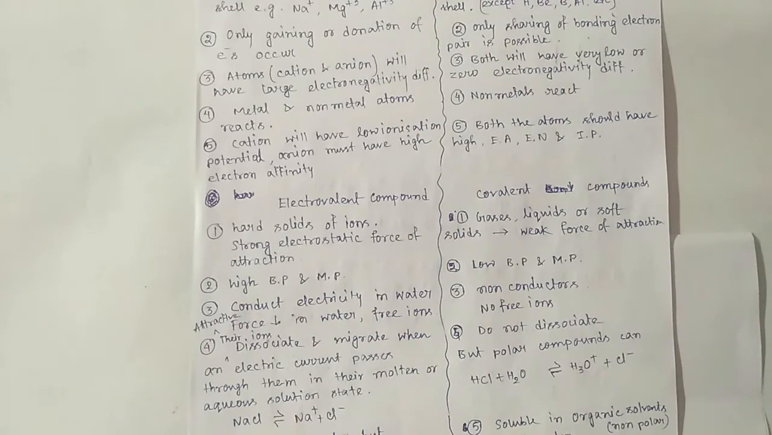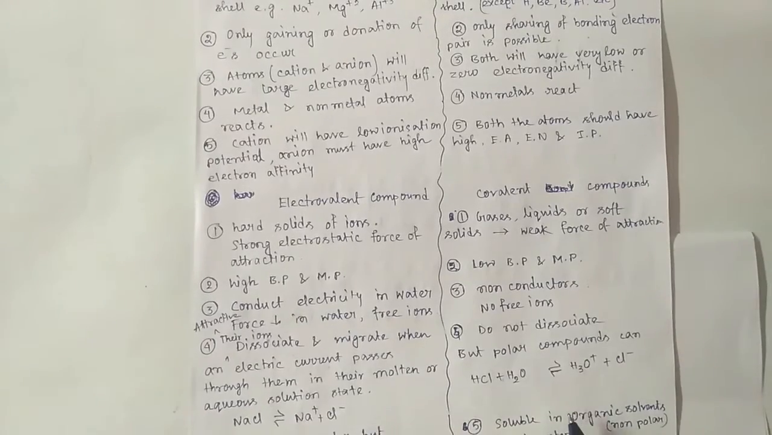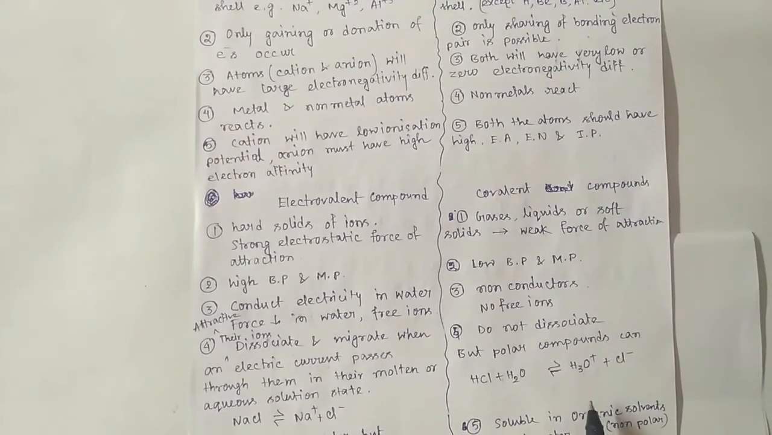But they are insoluble in organic solvents, because organic solvents are non-polar. So that is why they are insoluble in organic solvents. But covalent compound is exactly the opposite of electrovalent compound.